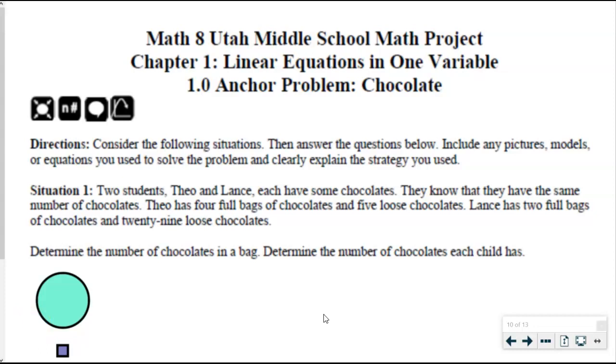Okay, so today in this lesson, we are going to be making the change, going from expressions into equations. We're going to talk more about what that means in the coming days. Our focus is not going to be on equations or any of that stuff. We're just going to do what they call an anchor problem. This anchor problem leads into the whole rest of the chapter where we're dealing with equations. It is 1.0 anchor problem on chocolate.